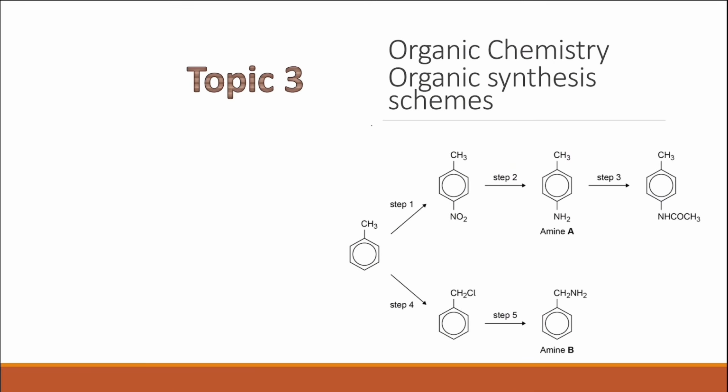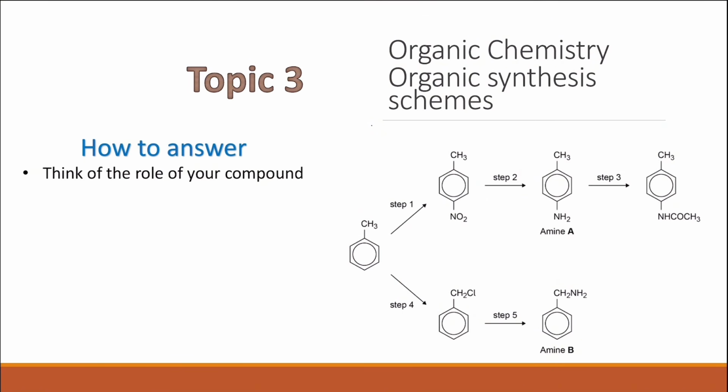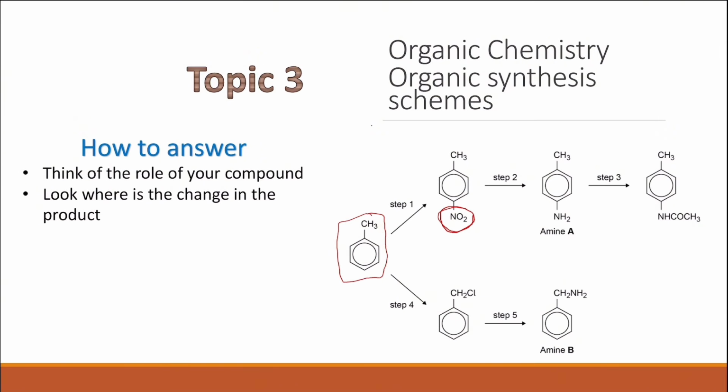Now, how to work through these organic chemistry synthetic schemes and how to answer these types of questions. This is one of the past paper questions here, and it's a scheme for multi-step synthesis. First of all, you need to think of the role of each compound. You need to look at where the change has happened in the product. So if we start, this is the starting point here, and we look at the first product. What has changed? The only change here was the introduction of this nitro group. So it must be the electrophilic substitution or the nitration, which is the use of conc nitric with conc sulfuric acid.